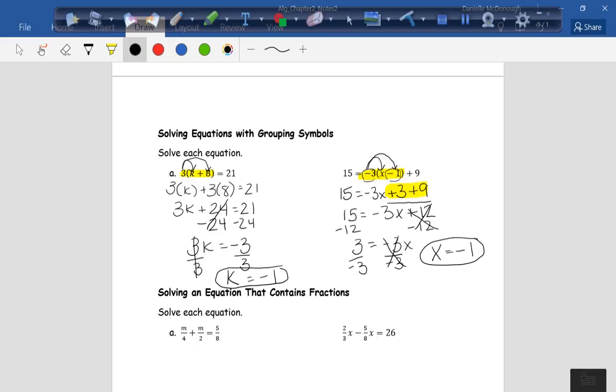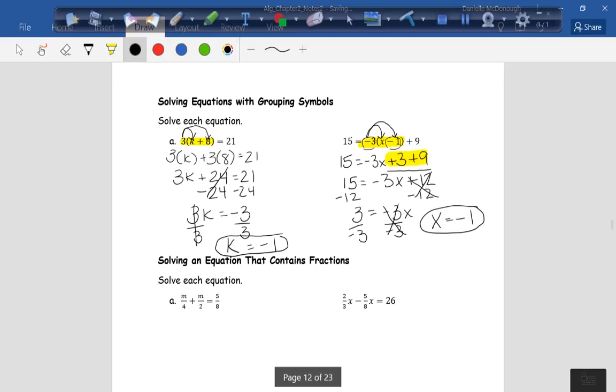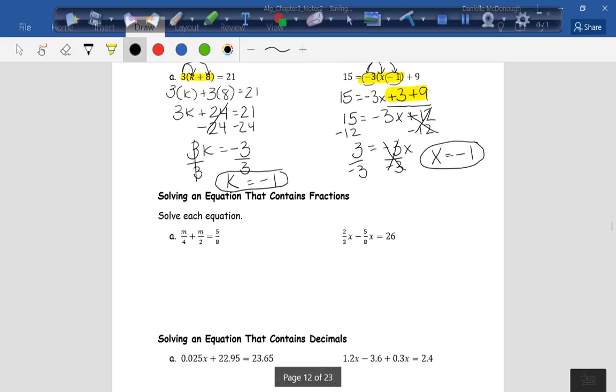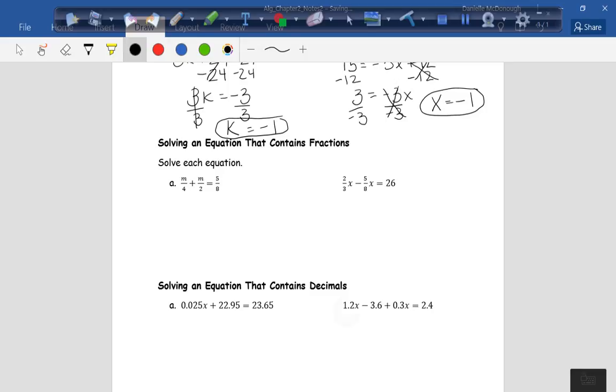And could I go back up to the top here and check this? I definitely could. So you have to remember, do distributive property first, then combine like terms, then undo your addition or subtraction, and then undo your multiplication or division.